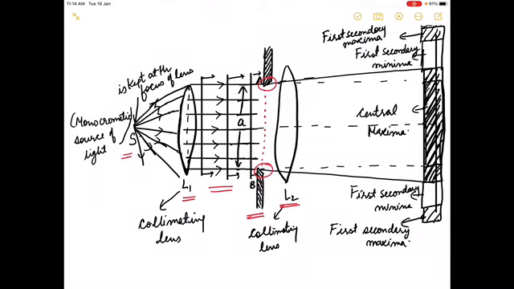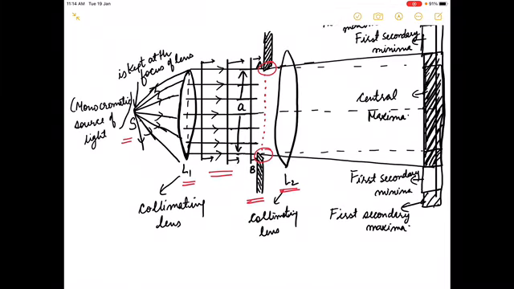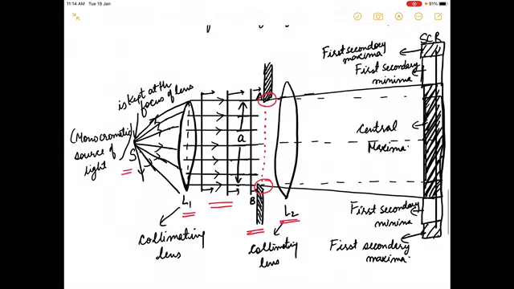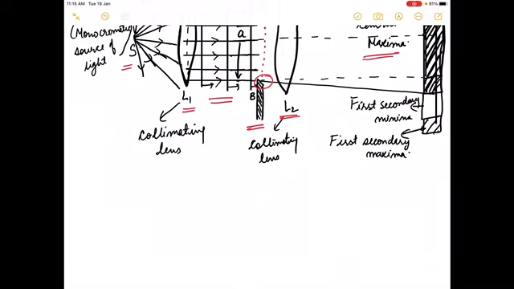So we'll try to explain why we are getting this central maxima, and why we're getting these minimas and maximas. Like I said, maxima means we are getting a bright spot, minima means we are getting a dark spot. We can see it here: we have central maxima, secondary minima, then secondary maxima. So let's try to understand the explanation of your central maxima.